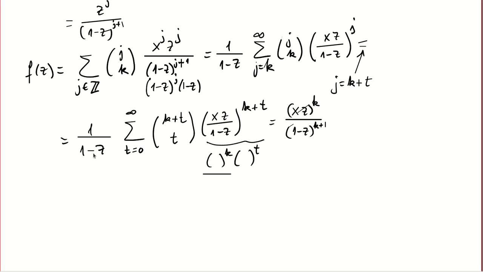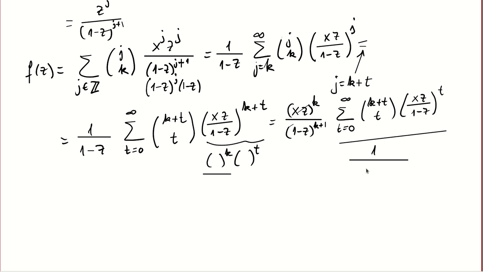So this k here plus 1, because we have another factor there. And then we have the sum from t equal to 0 to infinity of (k plus t over t), and then this fraction, 1 minus z to the power t. Again, this is something that we recognize. This is just 1 over 1 minus this x z over (1 minus z) to the power k plus 1.